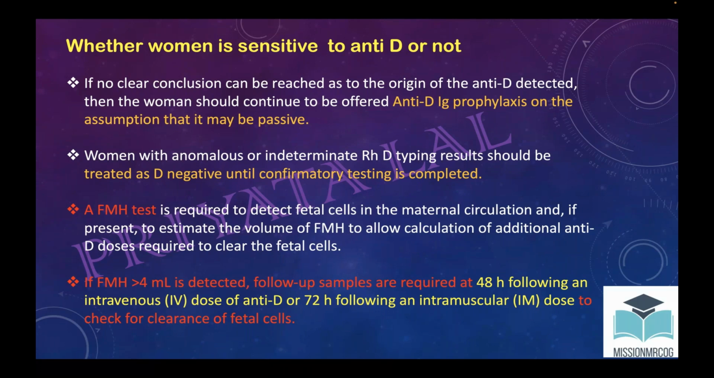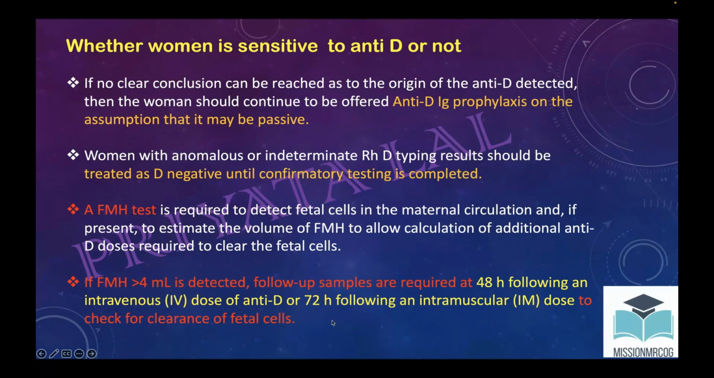Now, in the prophylaxis we are usually giving 500 international unit, and that is usually given IM, and 125 international unit will neutralize 1 ml. So giving 500 international unit, we think usually 4 ml of fetal blood would be neutralized. But if it is more than 4 ml, then we have to give more doses. So we have to do a follow-up test for FMH testing.